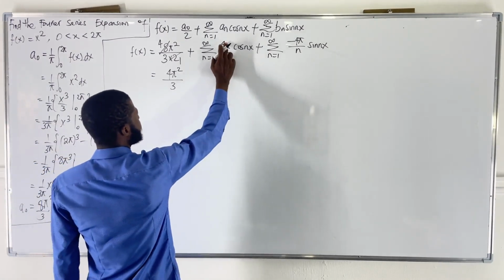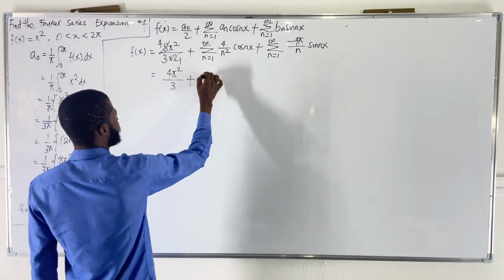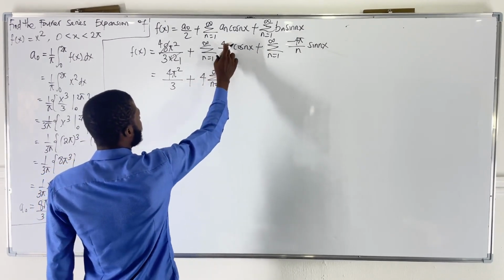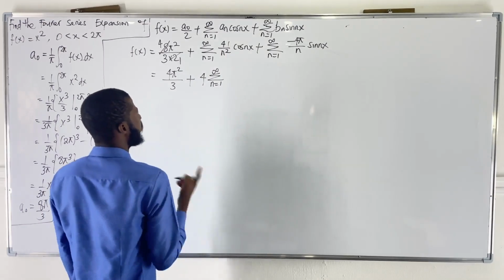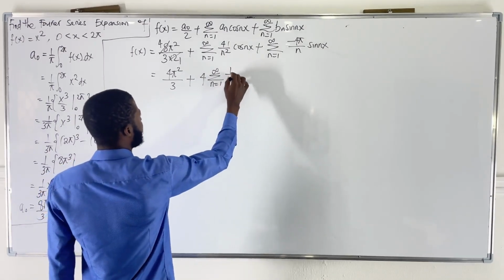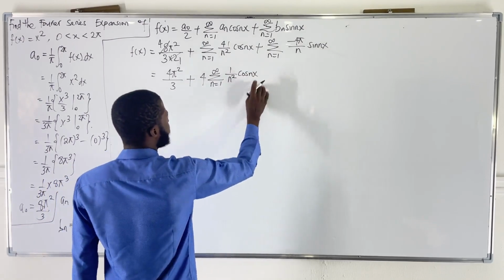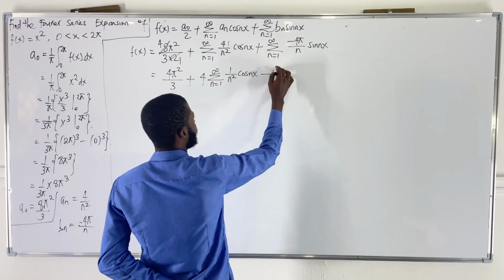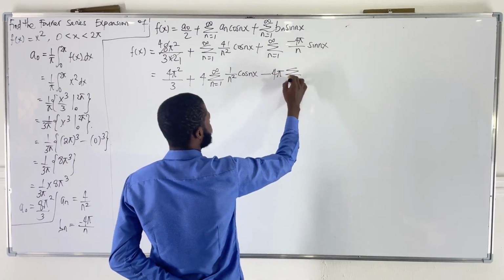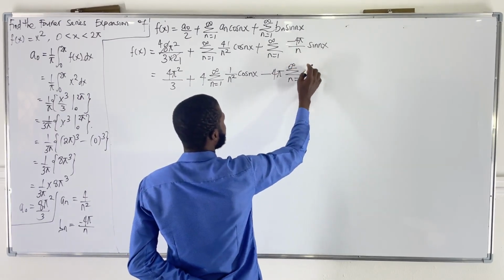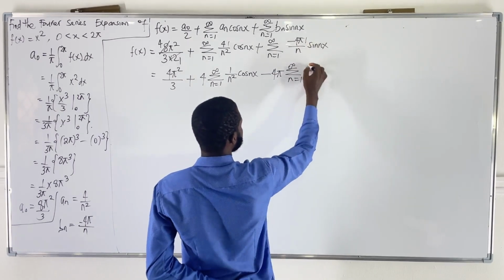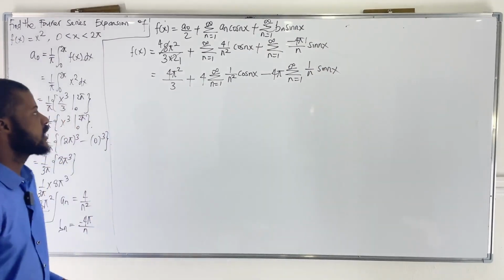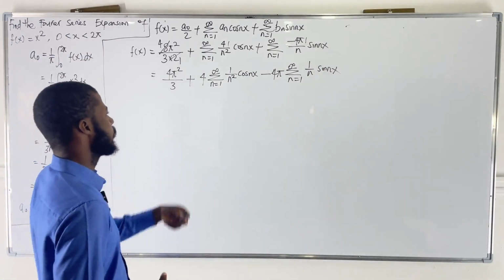Now, the constant here is 4. So bring out 4. So this is plus 4, the sum from n equal to 1 to infinity of, what will be left here is 1. So this will have removed 4. 1 over n squared will be left, cos nx. Then the constant here is minus 4 pi. So you can bring it out, minus 4 pi. Then the sum from n equal to 1 to infinity of 1 over n sine nx. So if the question says leave your answer in terms of n, this will be the answer.